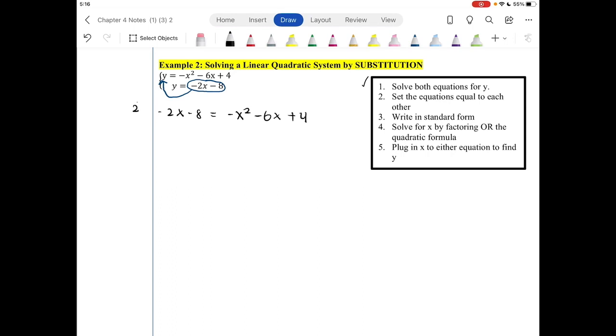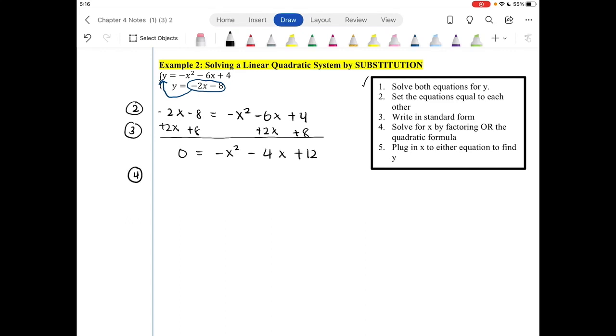We're setting both equations equal to each other. Then we need to write it in standard form. We'll add 2x to both sides, and make sure you line up your x terms together. We will add 8 to both sides, and we'll line that up with the positive 4. That leaves us with 0 equals negative x squared minus 4x plus 12.